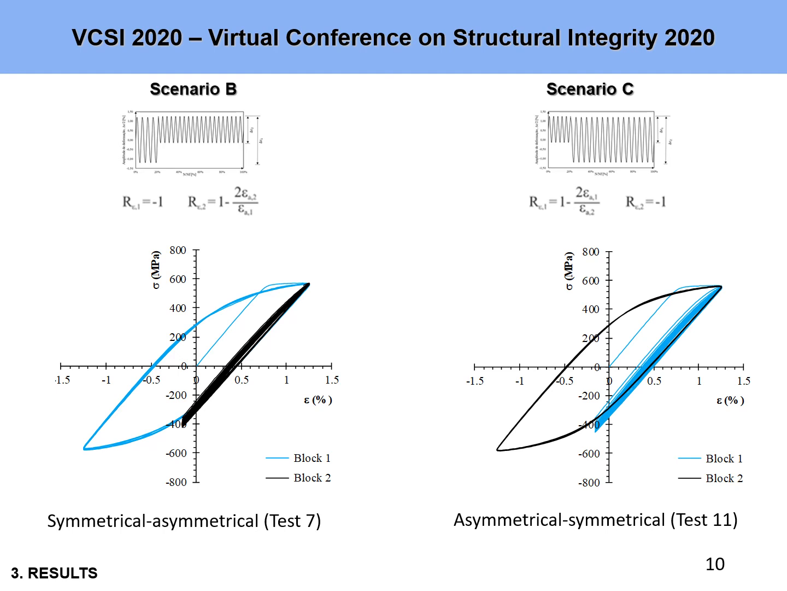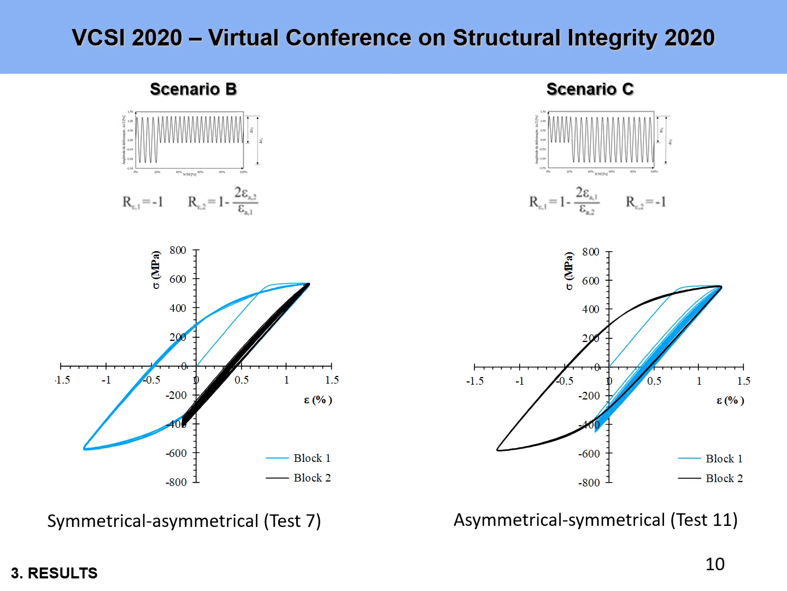This slide shows two typical cyclic stress strain curves for symmetrical-asymmetrical loading, test 7 on the left, and for asymmetrical-symmetrical loading, test 11 on the right. It is possible to observe that there are no significant differences between the shapes of the hysteresis loops. In both cases, we can see a softening behavior since the maximum stress reduces with increasing number of cycles. Nevertheless, the degree of cyclic strain softening is clearly different.